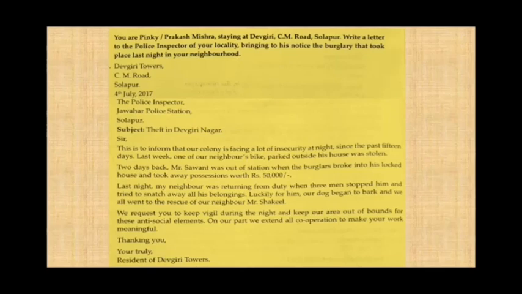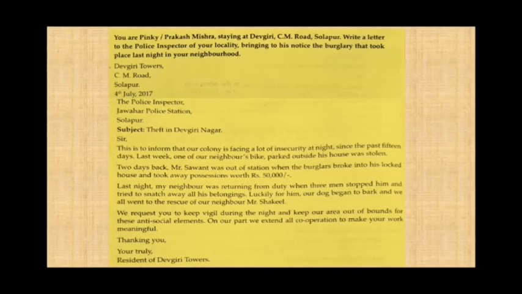And you need to put proper commas and punctuations wherever necessary. Then we have the first paragraph, that is, this is to inform that our colony is facing a lot of insecurity at night since the past 15 days.